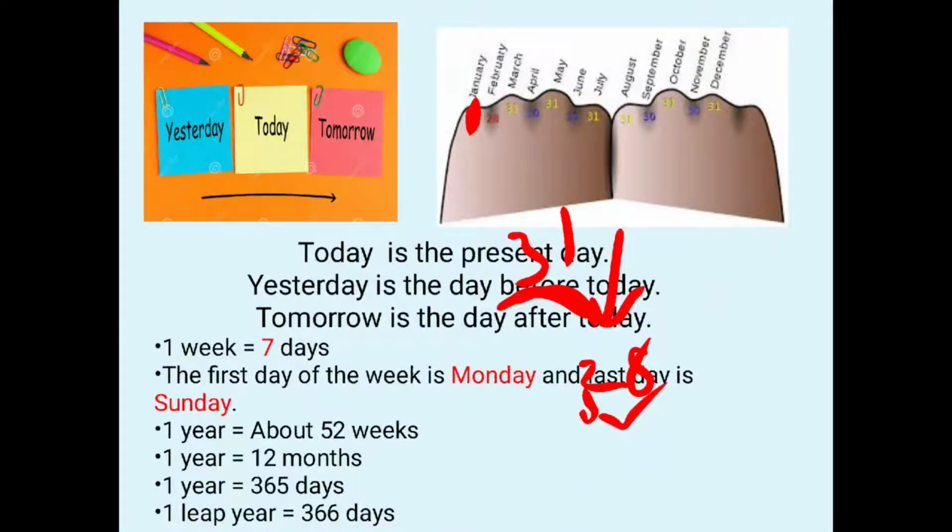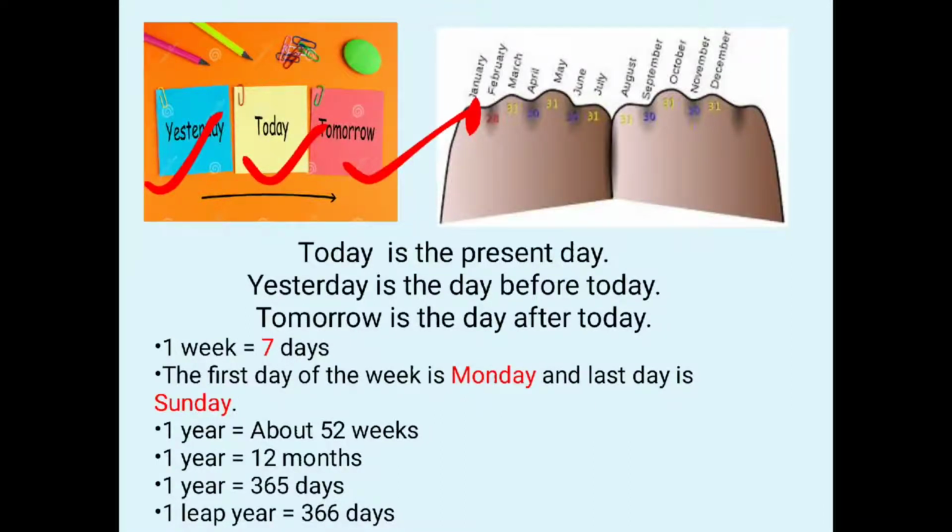Now see some points you need to remember. Yesterday, today and tomorrow. What is today? The present day we are living in. Yesterday, the day had gone, so it has gone, na. The day before today is yesterday. Tomorrow is the day which is going to come after today. Okay, so do remember and understand what is today, yesterday and tomorrow. Don't understand tomorrow as yesterday. Yesterday means the day which had gone.